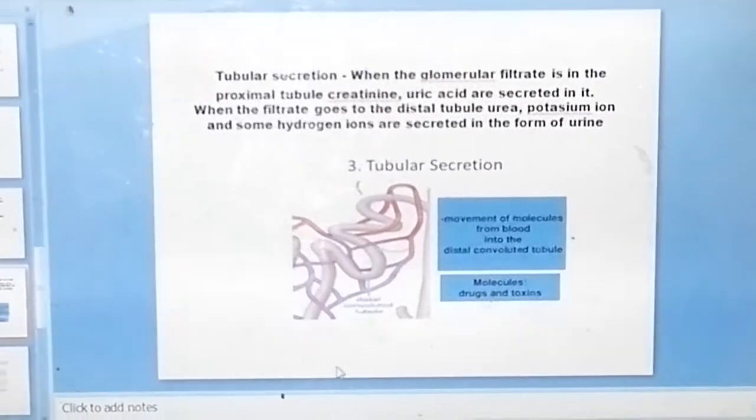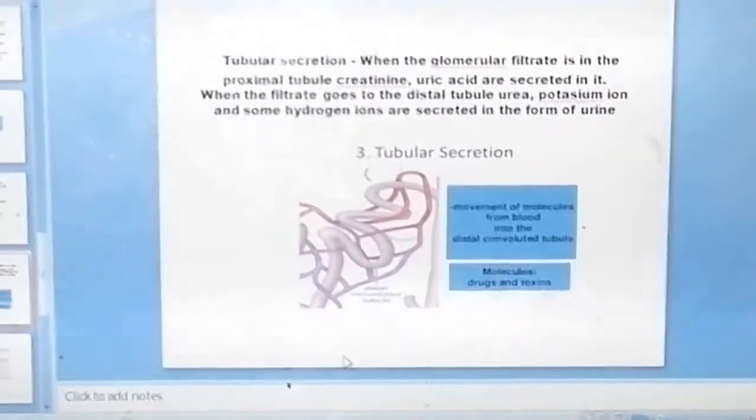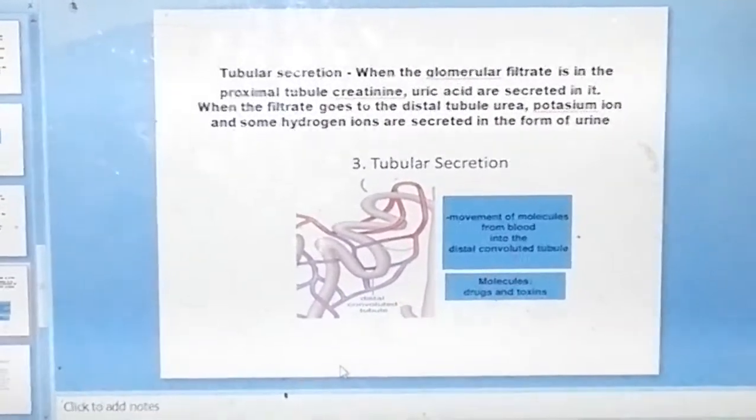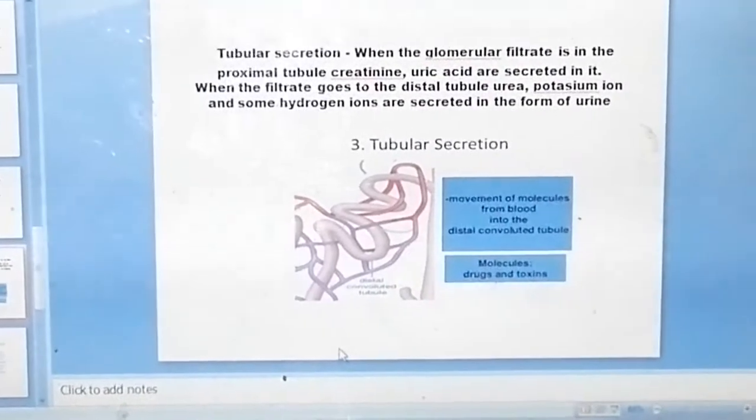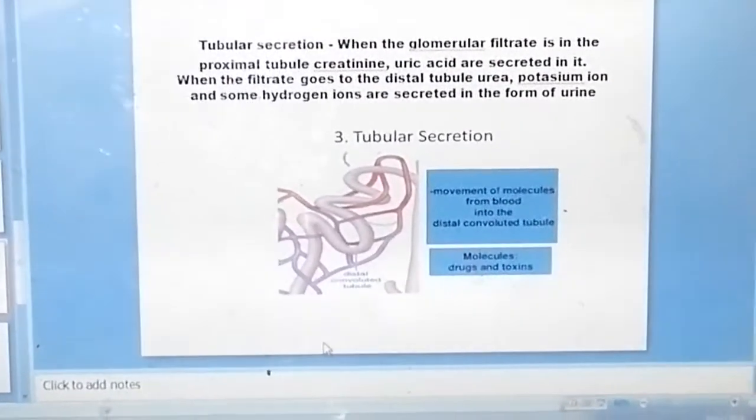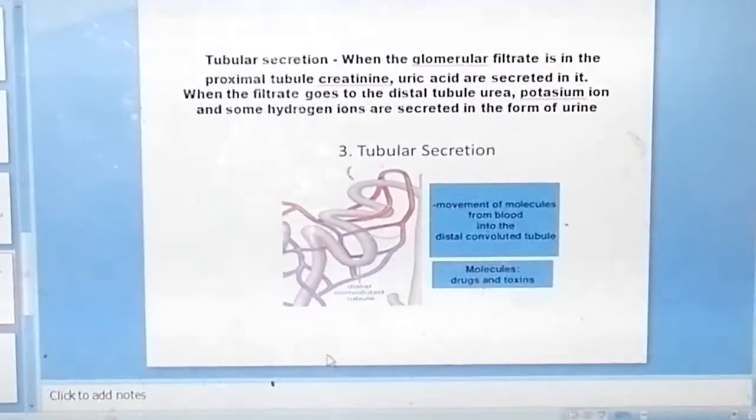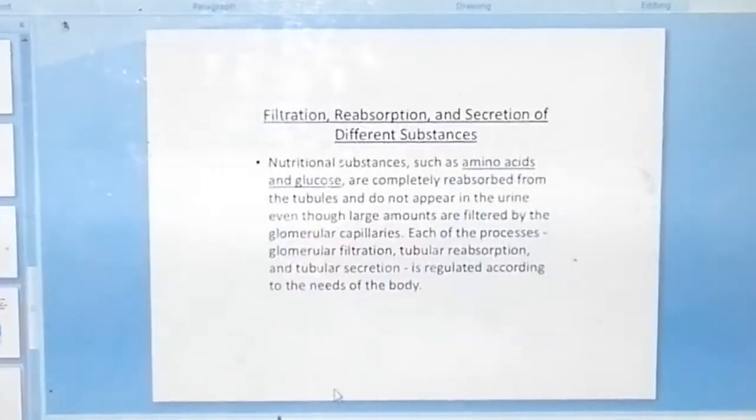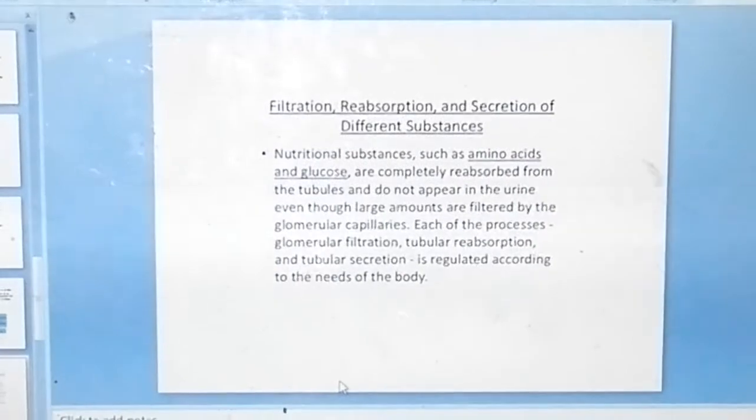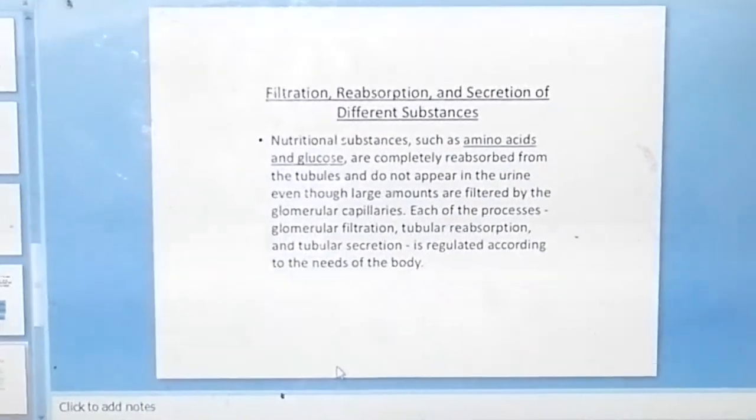The third is the tubular secretion. When the glomerular filtrate is in the proximal convoluted tubule, here creatinine and uric acid are secreted into it. And when the filtrate is going to the distal tubule, urea, potassium ions and some hydrogen ions are secreted in the form of urine. Here again the volume is decreasing. So finally when it comes to the distal tubule, the volume has further decreased and urine formation has occurred.